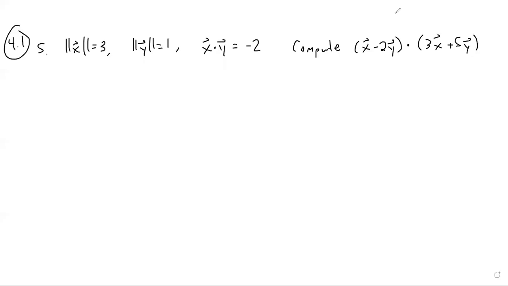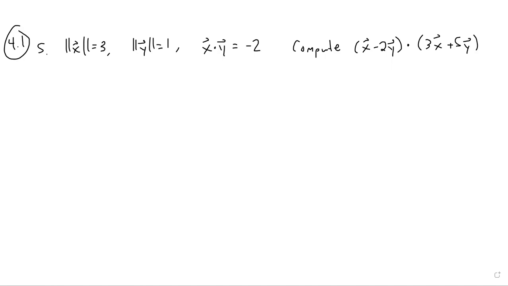In this question, we are asked to find a dot product between a couple of linear combinations of x and y, given a whole bunch of information provided about x and y. So what's really nice is that we can use some of the properties of dot products to expand and simplify this.